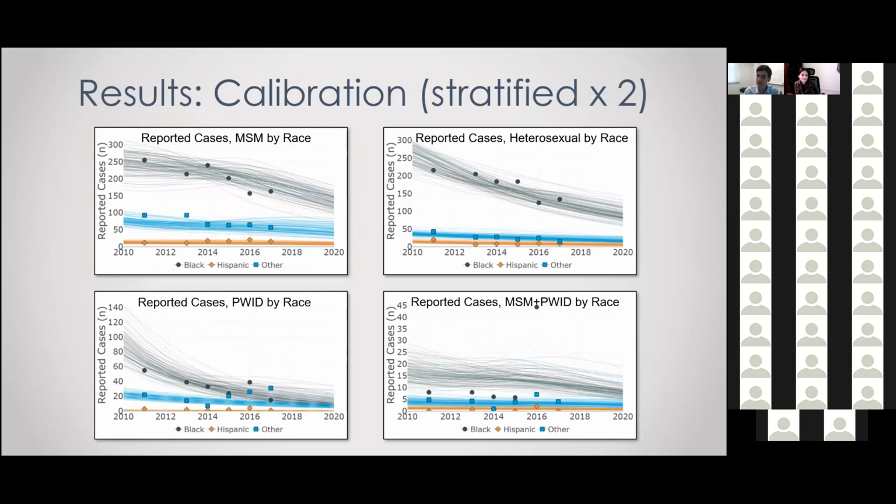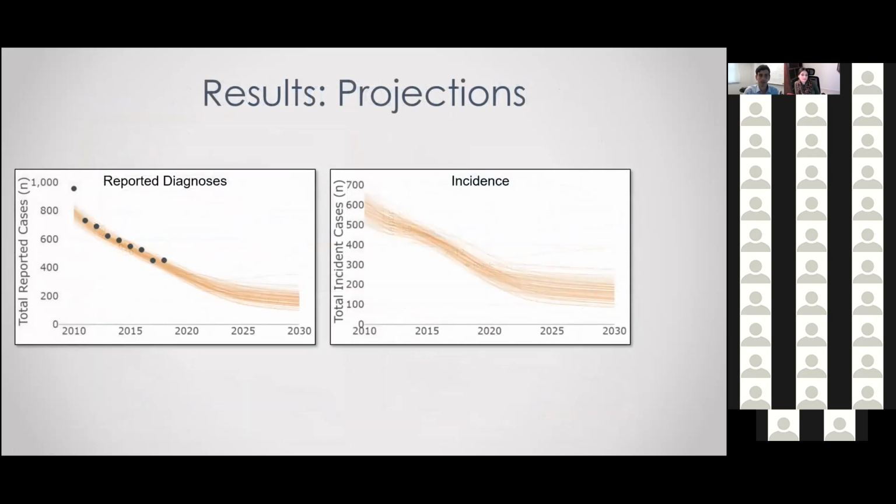And that detail gives us confidence in hitting these targets, so that when we make projections for interventions on specific groups, we think those projections are valid. So that's the calibration. That's heavy math, and now we'll get into the good stuff, the projections.